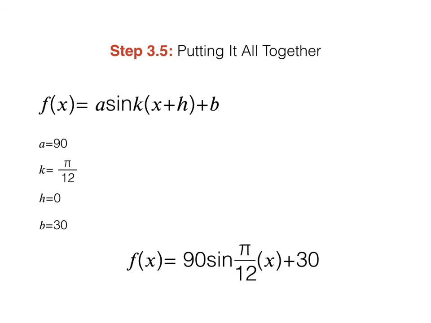Step 3.5. Putting it all together. We now have all the values we need. The final step is to put them all into the equation f(x) equals a sine k in brackets x plus h, plus b. A equals 90, k equals pi over 12, h equals 0, and b equals 30. Therefore, our equation is f(x) equals 90 sine pi over 12 x plus 30.